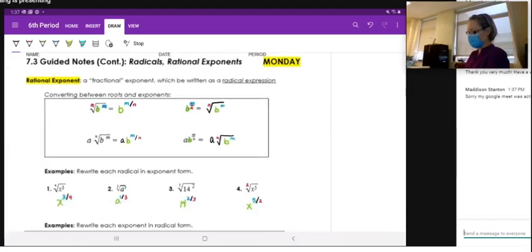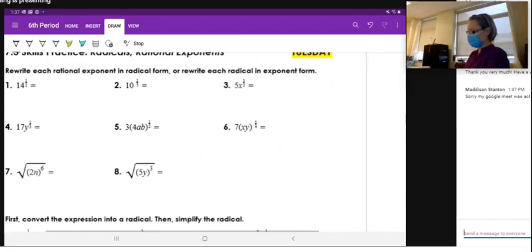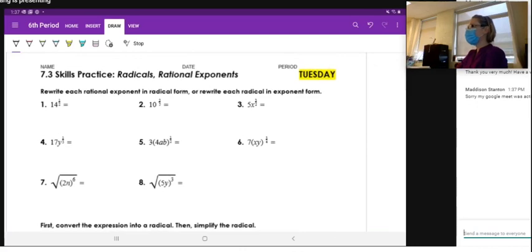Flip to Thursday's page in the packet and take a look at this two-part assignment. The top half of the page has different instructions than the bottom half of the page. Now, normally on Thursdays, you would work through all these problems on your own, and then you would watch the EdPuzzle to check your work. But today, I'm going to be your EdPuzzle.